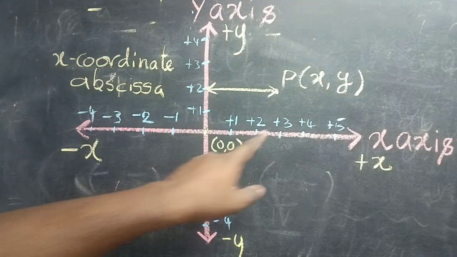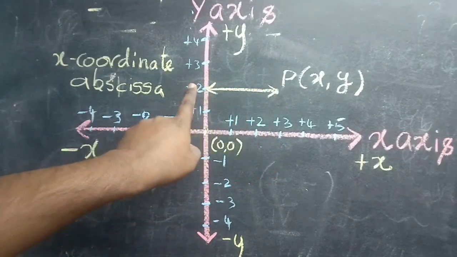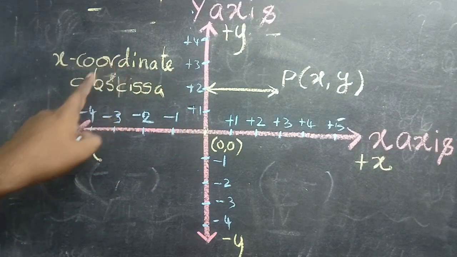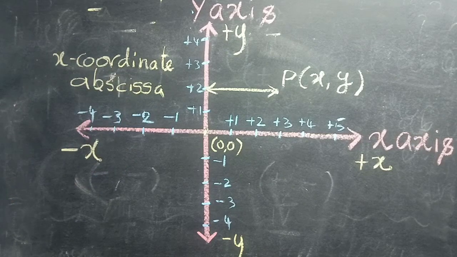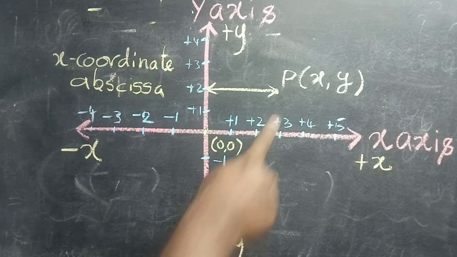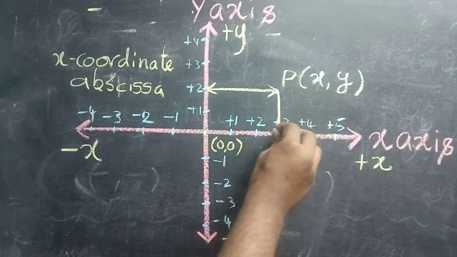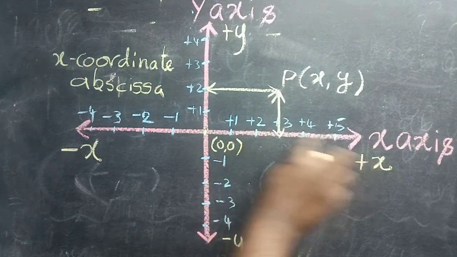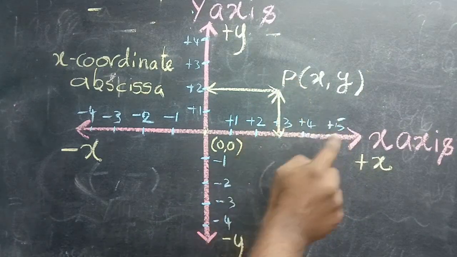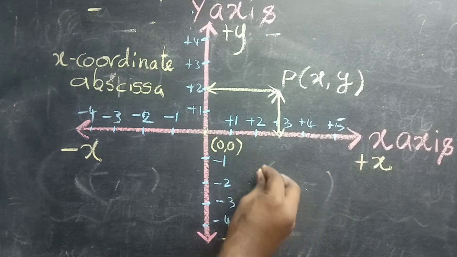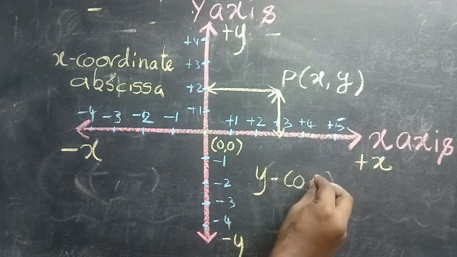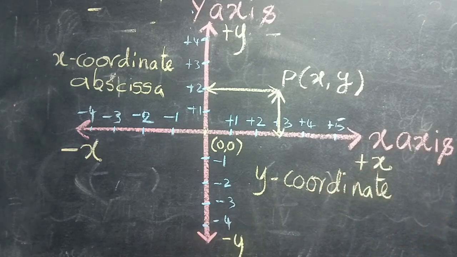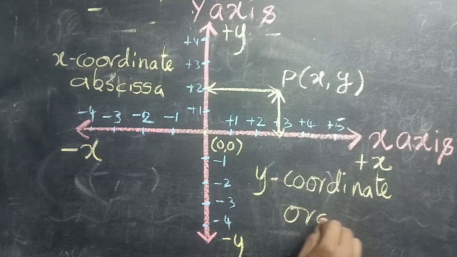Abscissa. The distance of a point from the y-axis, we call that as x-coordinate, or another name is abscissa. In the same way, the distance of the point from the x-axis, we call that as y-coordinate, or ordinate.